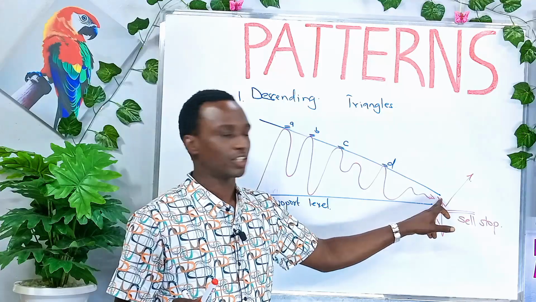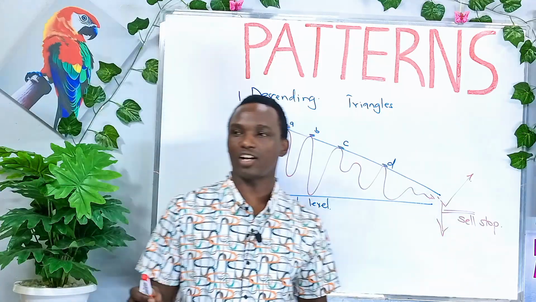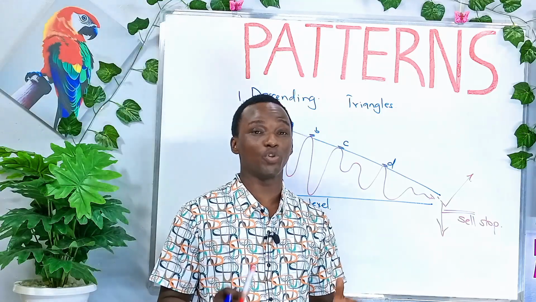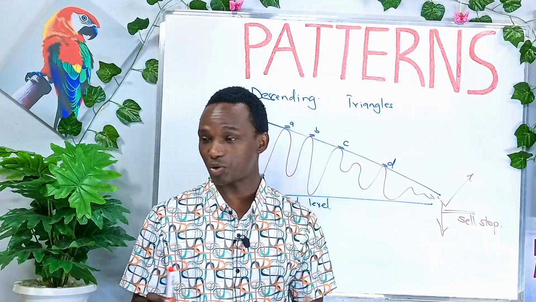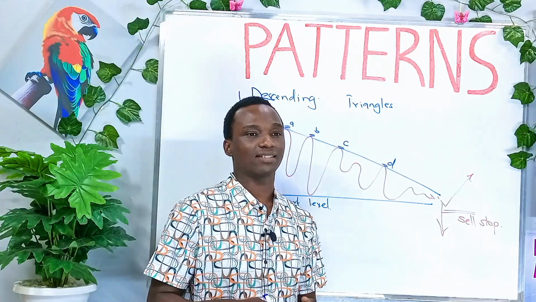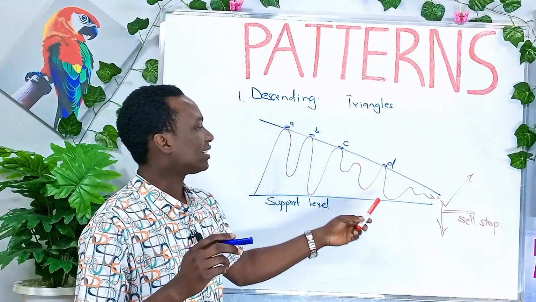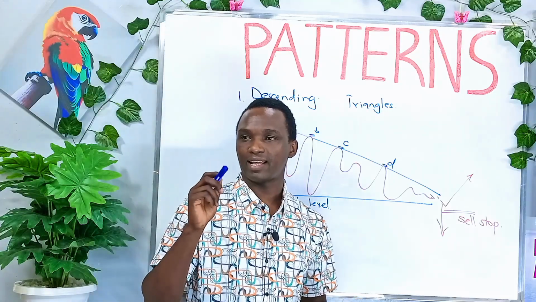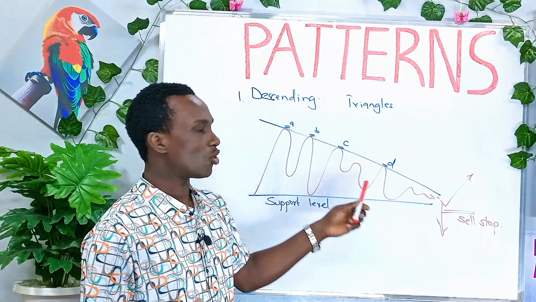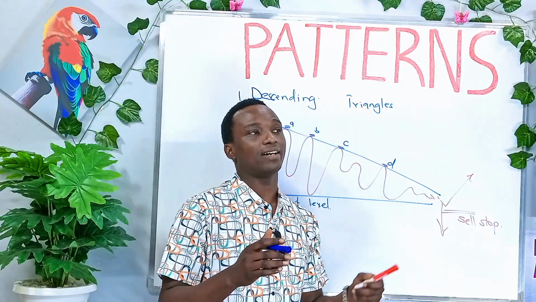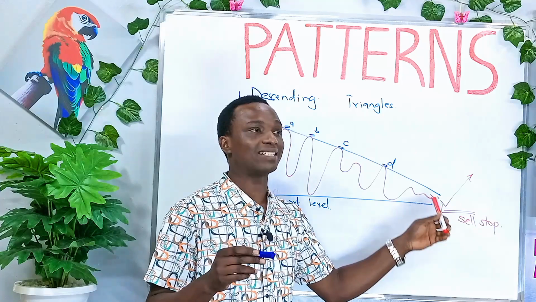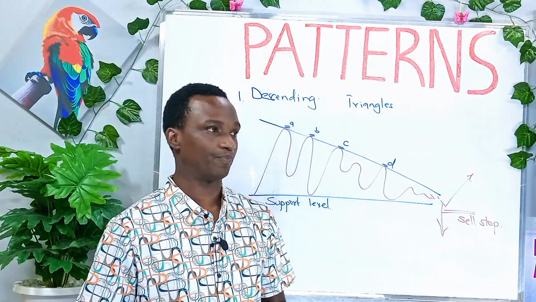Okay? Good. But you see, all these triangles are generally categorized as continuation patterns. What is a continuation pattern? A continuation pattern basically means that the trend will continue when this pattern is done. Okay? So these triangles appear when a trend is temporarily pausing but is expected to continue.